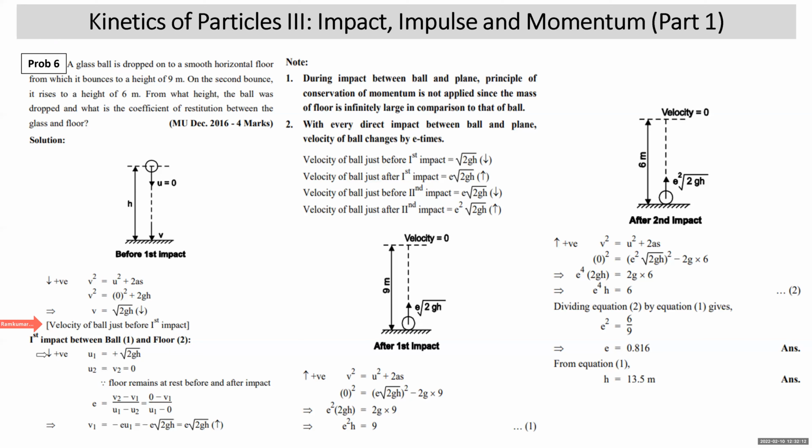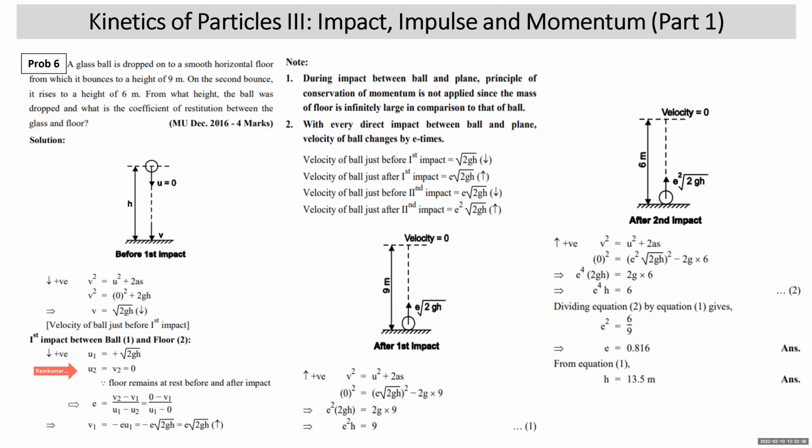Now we'll consider the first impact between ball and the floor. I have given index 1 to the ball and 2 to the floor. So again taking downward positive, u1, the velocity of the ball just before impact, is plus under root 2gh. What about the floor? The floor is at rest before and after impact. Floor is at rest, so u2 and v2 are 0. Obviously, there will not be any motion of the floor when impact between ball and floor is happening.